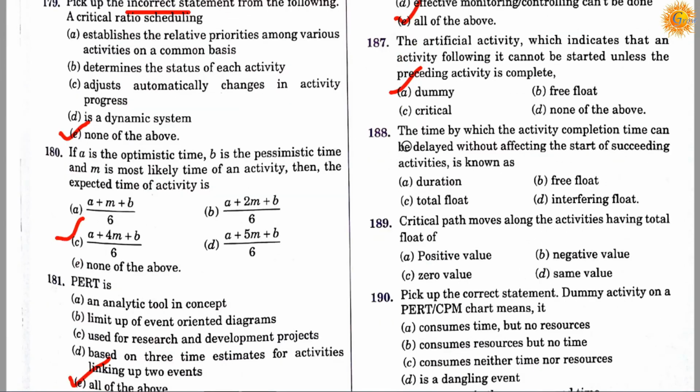Question number 188. The time by which the activity completion time can be delayed without affecting the start of the succeeding activity is known as: option A, duration; option B, free float; option C, total float; option D, interfering float. Correct answer is B. It's called free float.